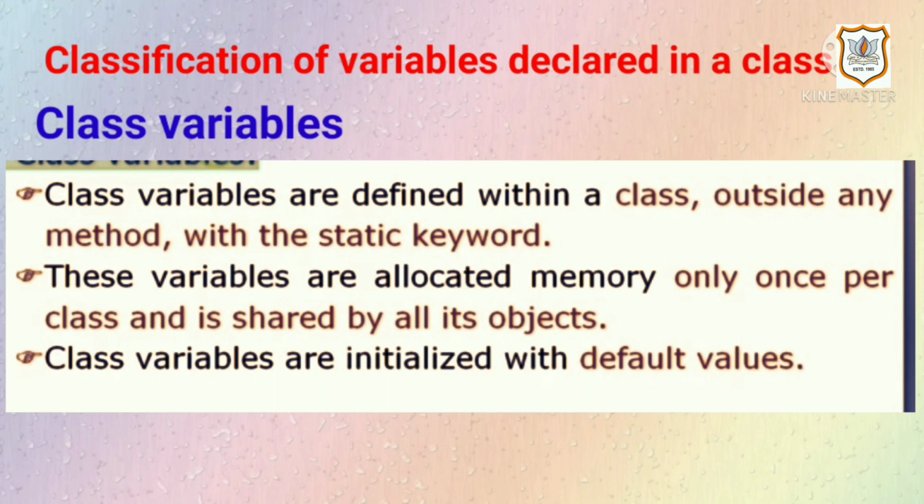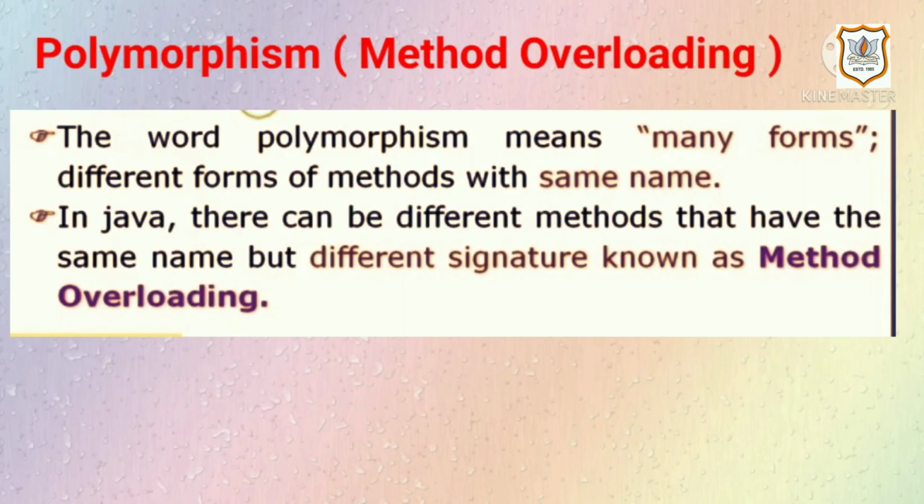Next variable is a class variable. Class variables are variables defined within a class, outside any method, with the static keyword. These variables are allocated memory once per class and are shared by all its objects. Class variables are initialized with default values.